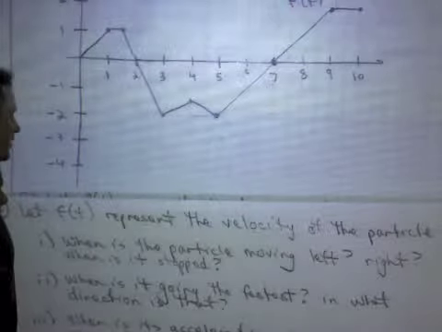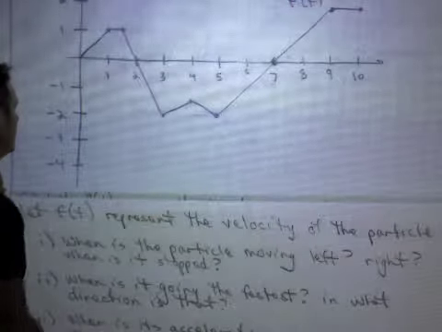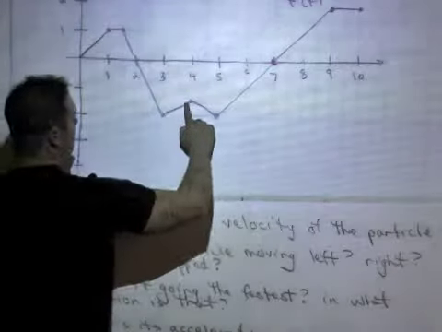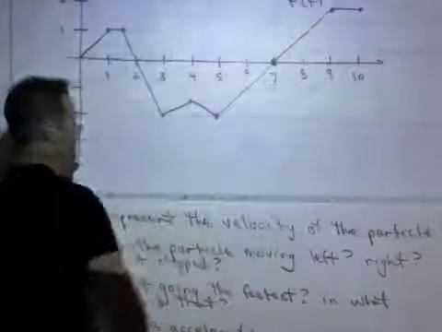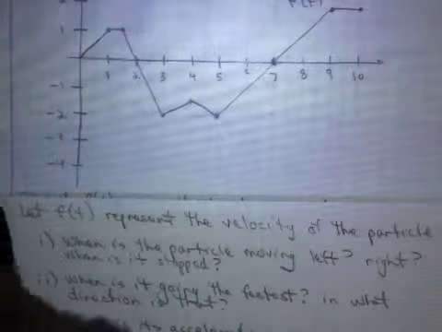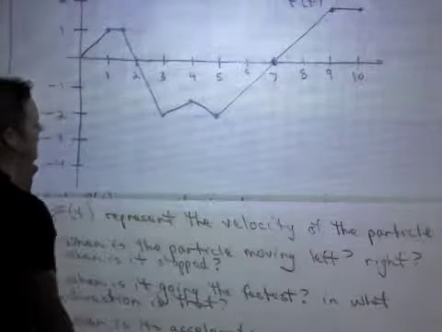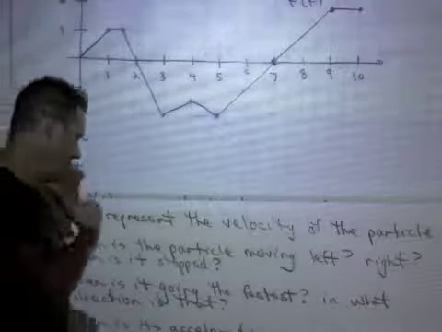When is the acceleration positive? Well, that's whenever we have a positive slope. So in here, and right there. And when is the acceleration negative? This area, that's it. Okay.